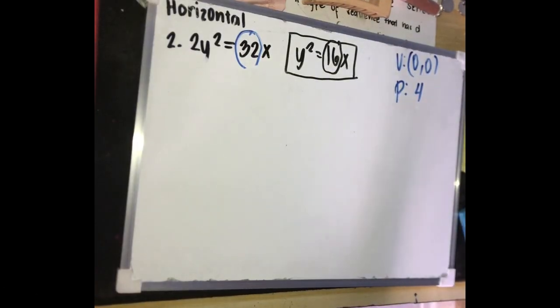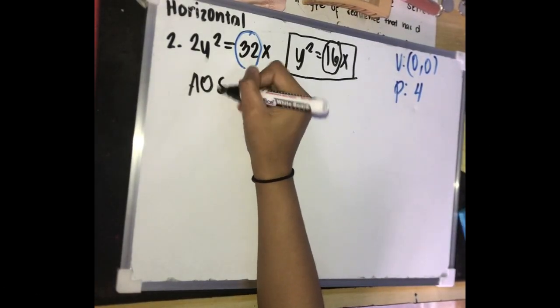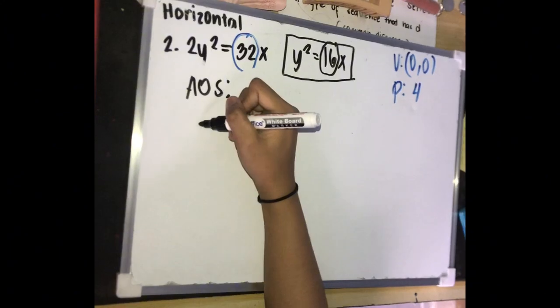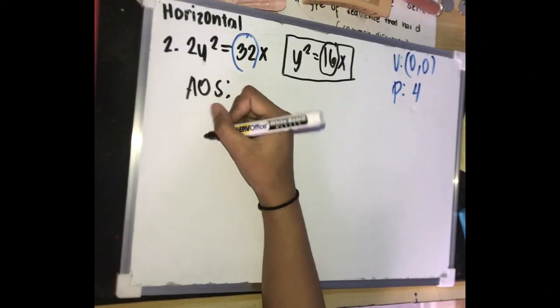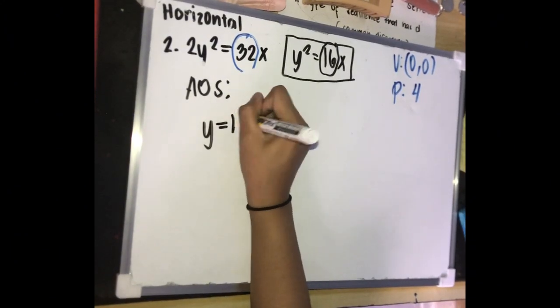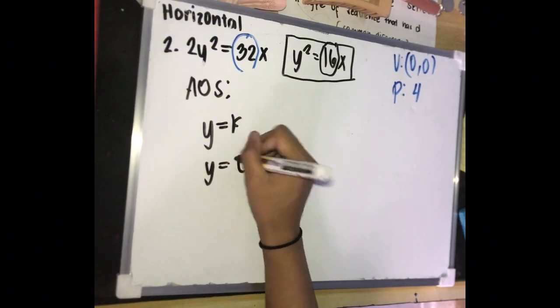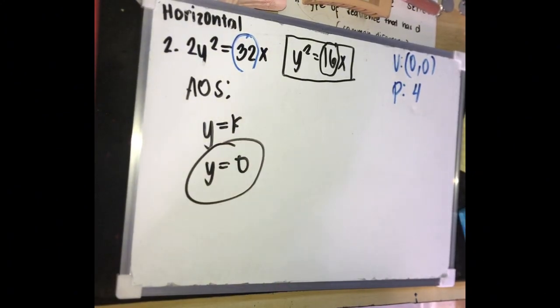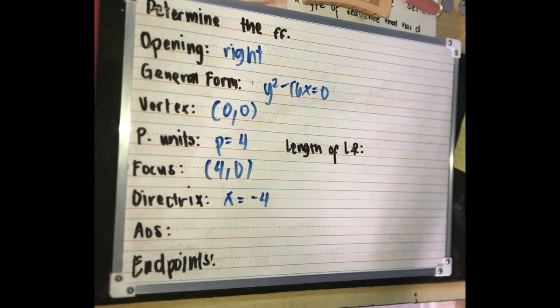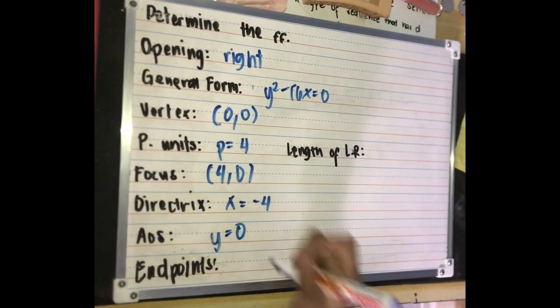So, to find the axis of symmetry of this one, we'll be using the same formula for left and right, which is y equals k. So, our y is 0, so this would be our answer. So, the answer for our axis of symmetry is y equals 0.